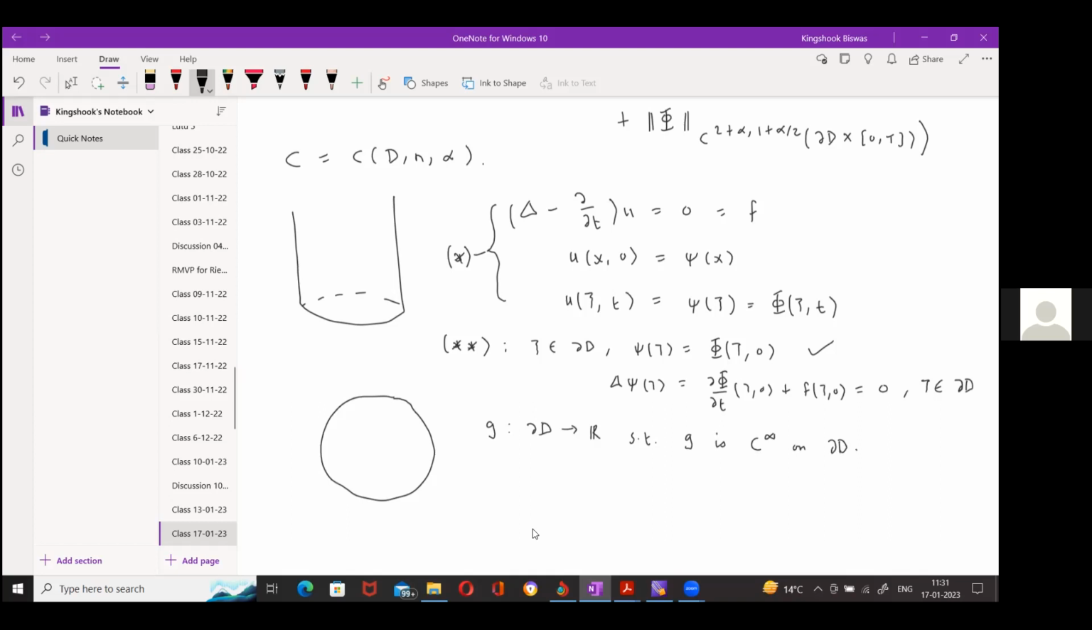Yeah. So then you can always find psi on the closed domain, D closure, smooth, such that psi restricted to boundary D is equal to G, and Laplacian psi restricted to boundary D is equal to 0. This one can always do. So how can one do that?